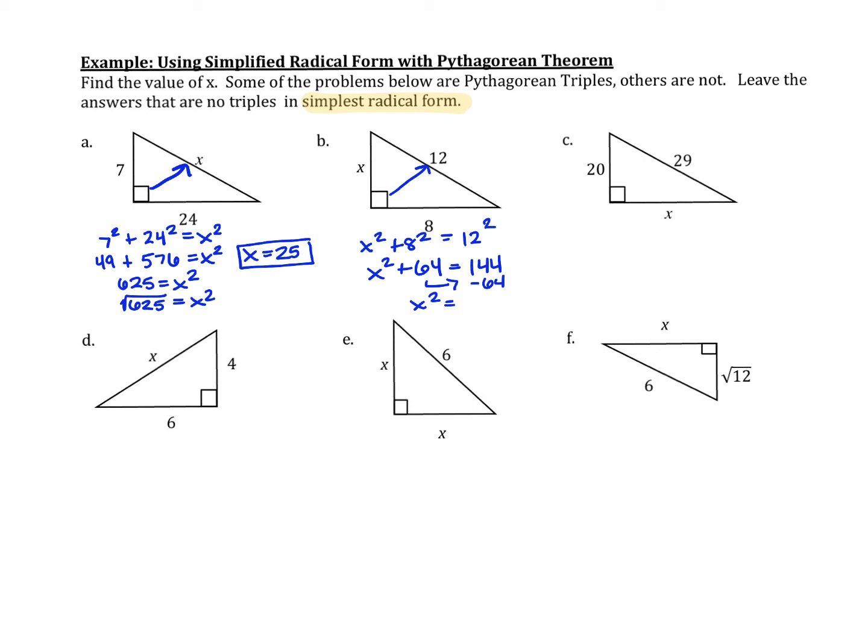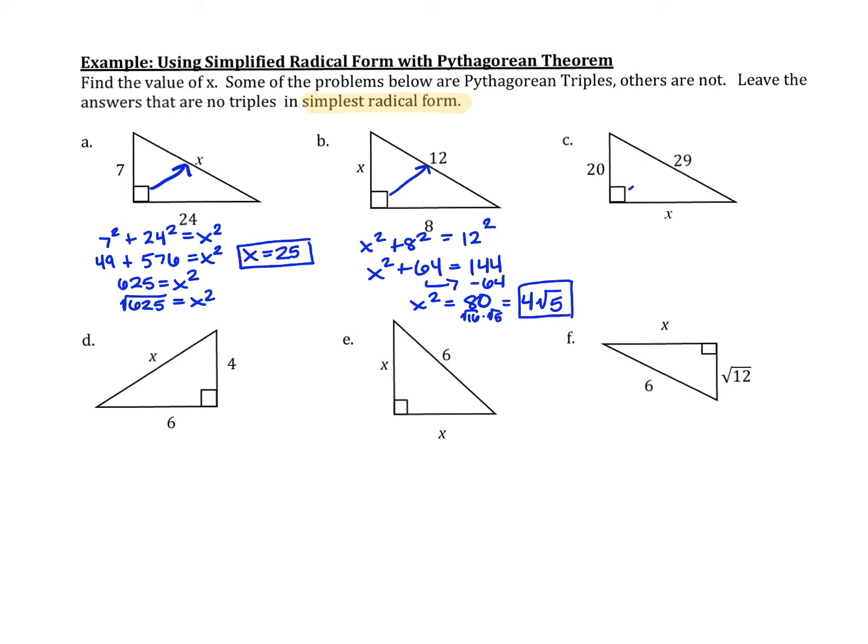So x squared equals 80, and that is not a perfect square, so we're going to simplify that one. Think of what perfect squares are in 80. It would be 16 and 5. So the square root of 16 times the square root of 5, giving me an answer of 4 root 5 for B.